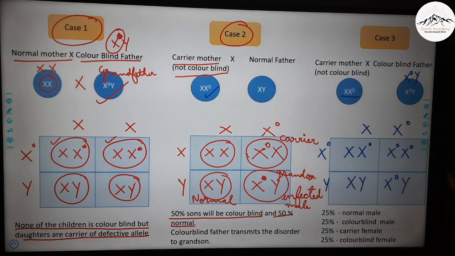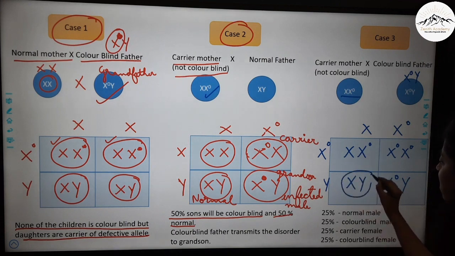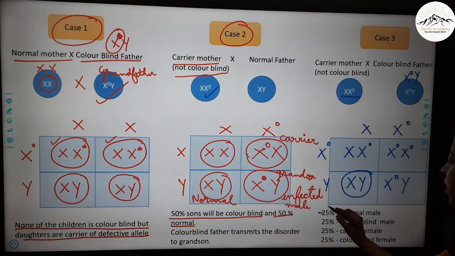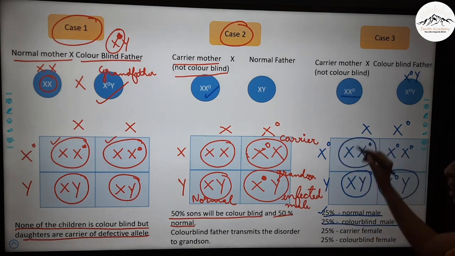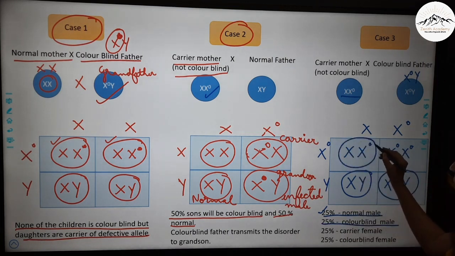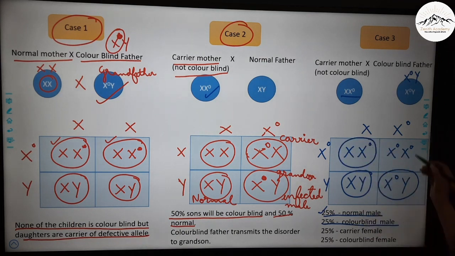Now here you can see that this is a normal male. So normal male is 25%, right? Now this is a color blind, that is infected male. So 25% is color blind male. Now this is the carrier female, because only one X is containing this. Now here both are containing this, so she is a color blind female.